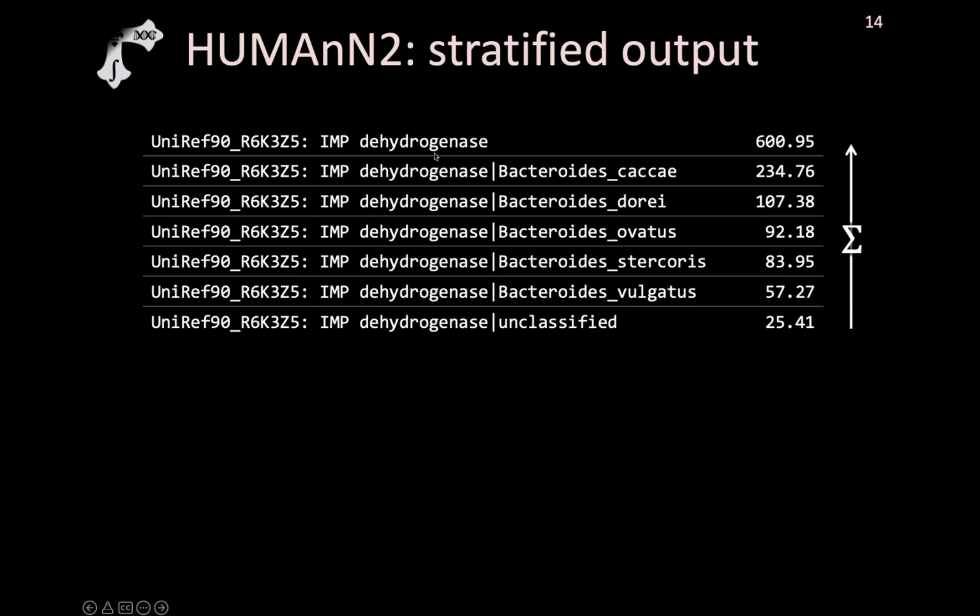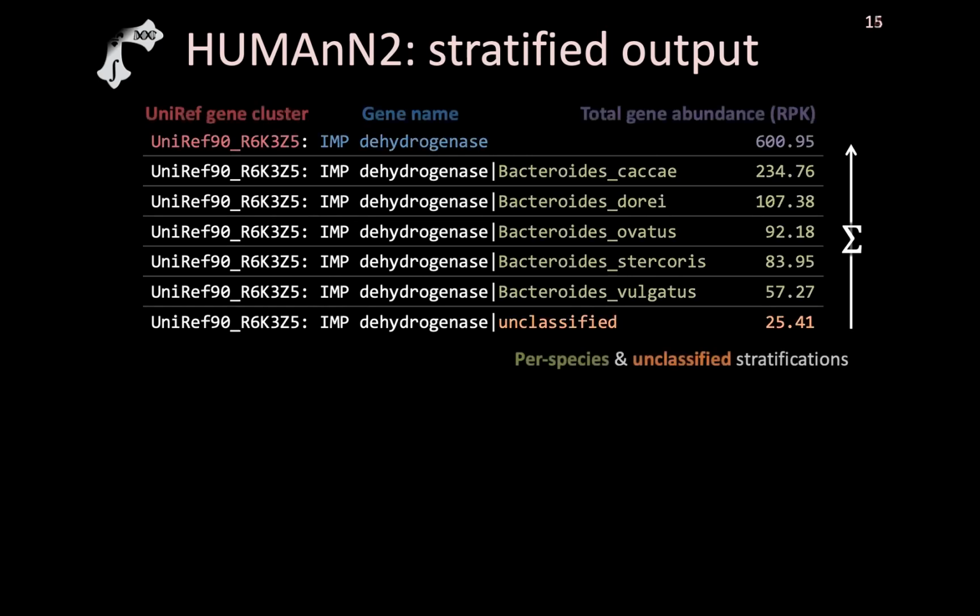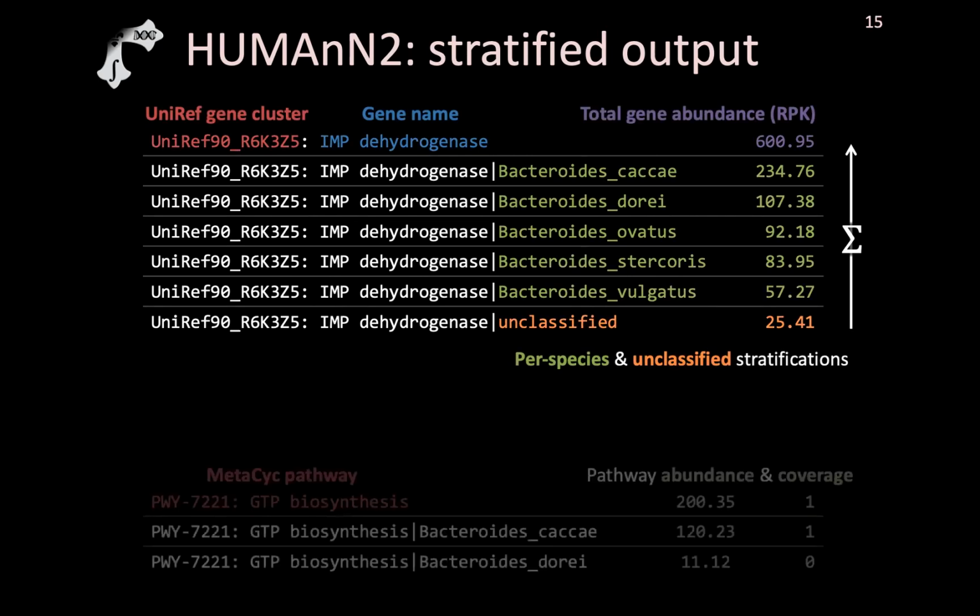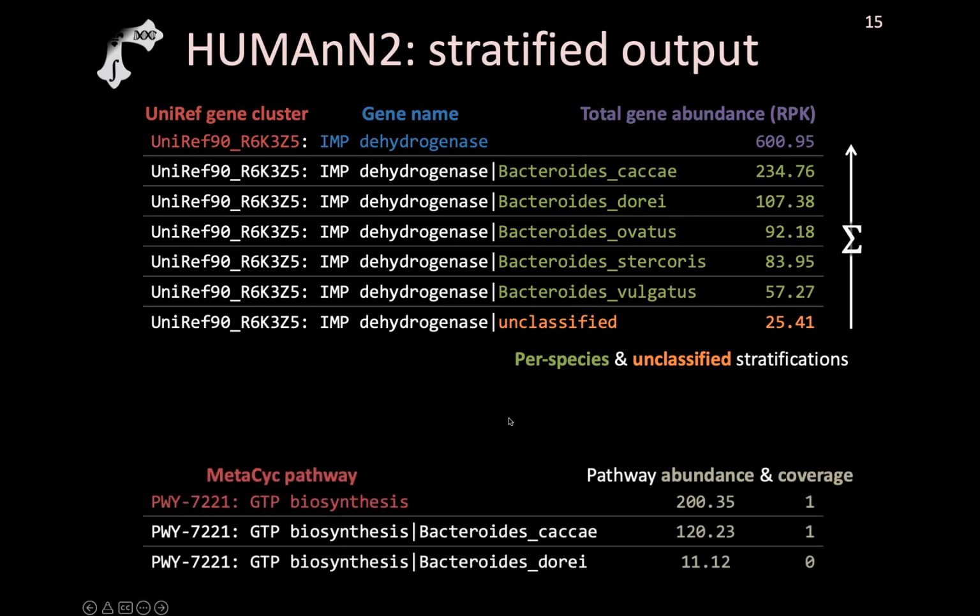And so that happens through their mapping to species with MetaPhlAn. Does that make sense? This idea of stratified? Okay. So this is the colored version of that, which I should have shown first. And then this also shows you that you can get things like pathway information.